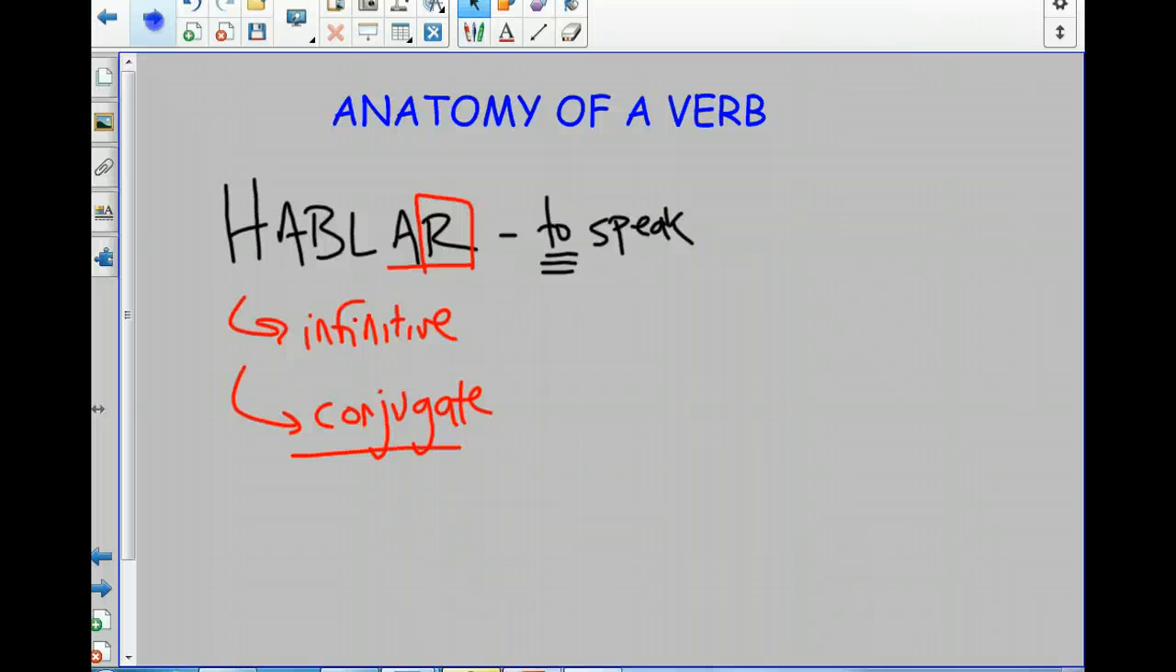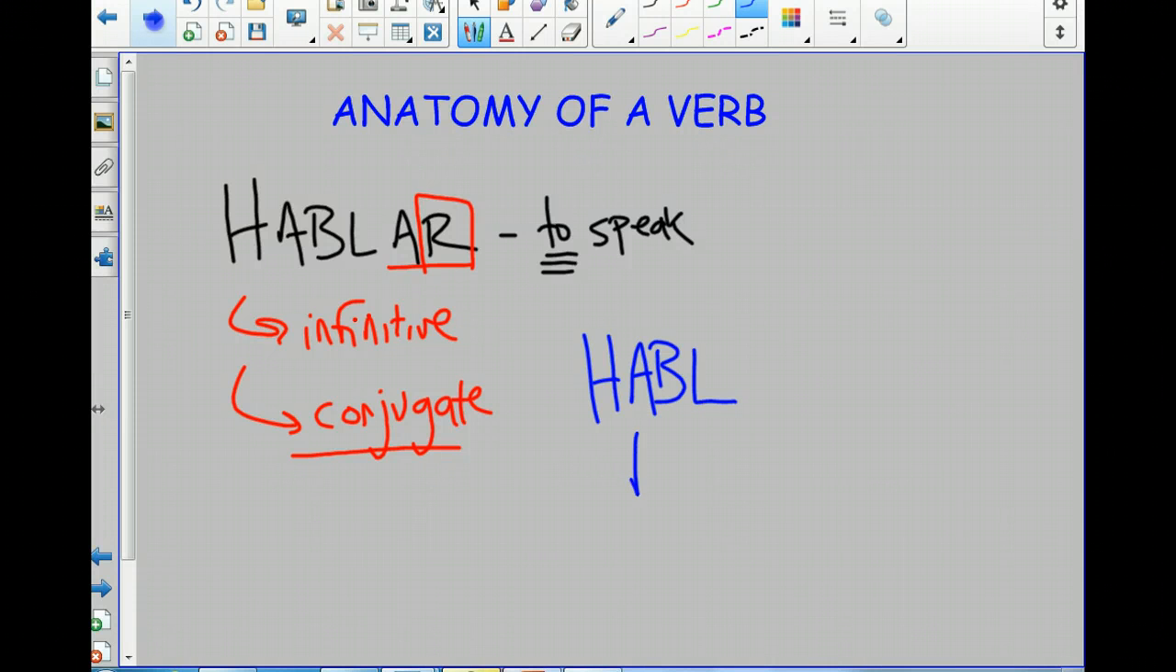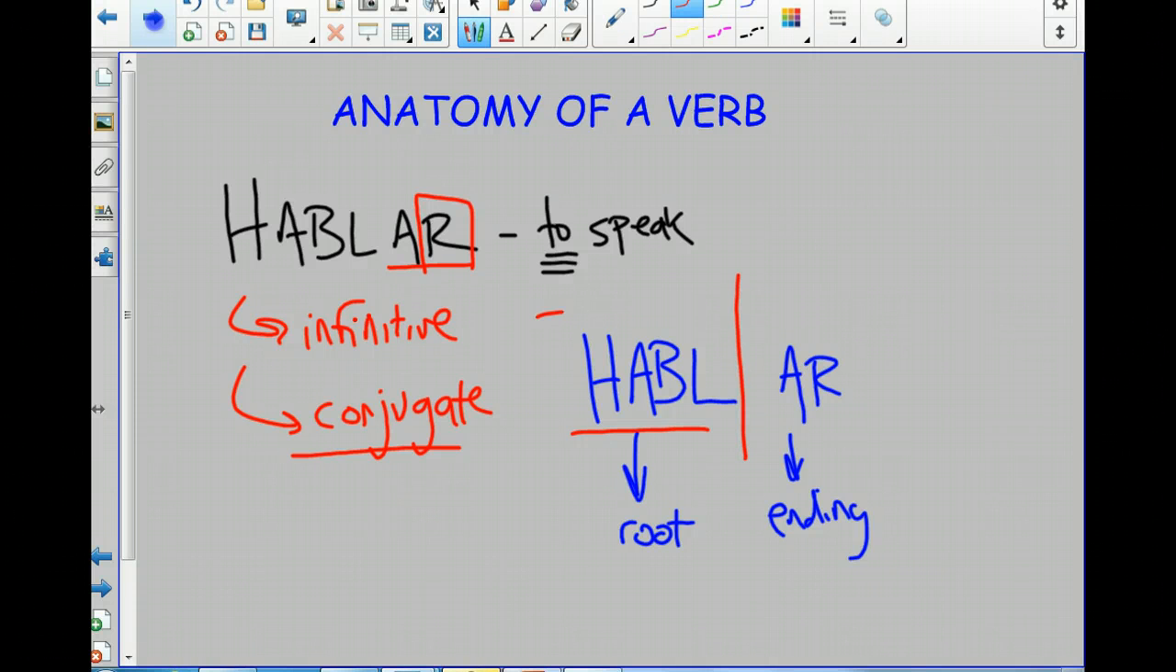In order to conjugate, we have two parts of this verb generally. If we take this part, everything before the AR, this is called the root of the verb. And then the rest of the verb, the AR, this is called the ending. This happens to be an AR ending verb. And so we use the root of the verb to attach appropriate endings on to be able to tell who is speaking. For example, yo hablo. So there's our little review of the anatomy of the verb.